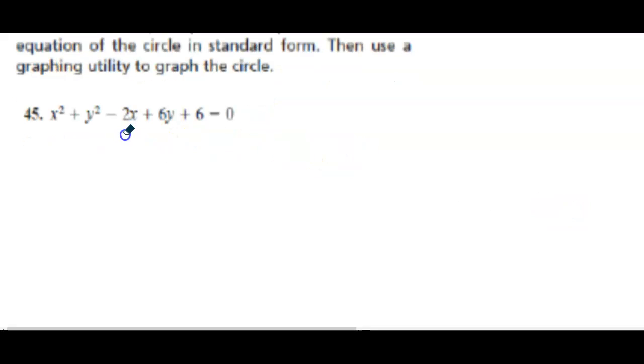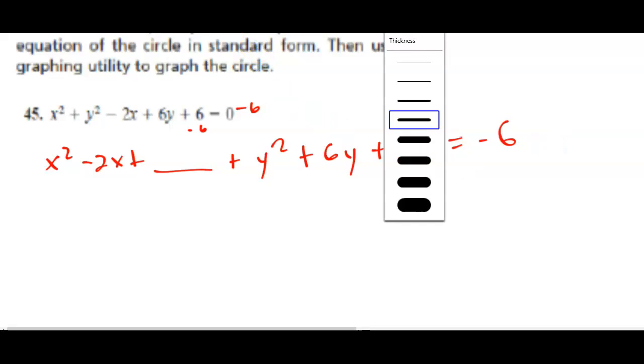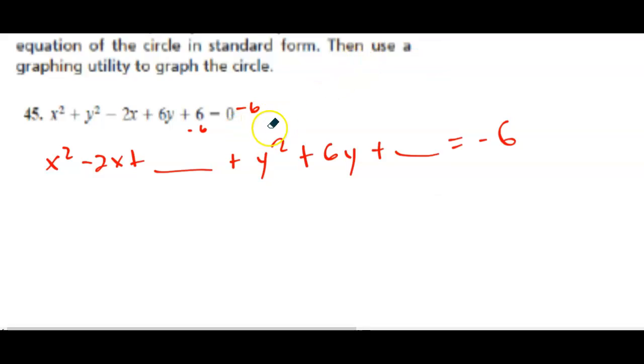Alright. What you're going to do is isolate the variables. I'm going to include a space here. And then y squared plus 6y plus a space equals 0. Oh, not equals 0. I'm going to subtract 6, move the constant to the other side. Now what I've got to do is fill in these two blanks right here.